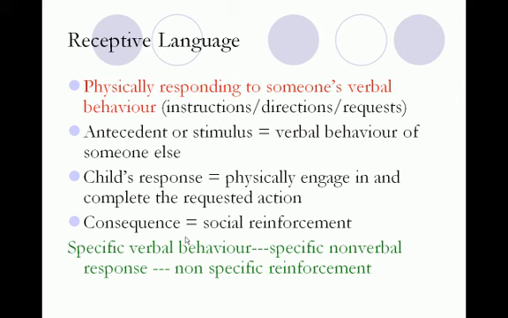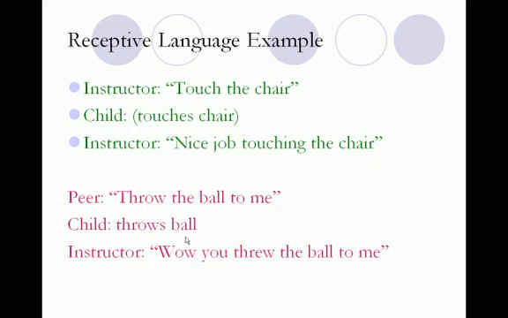Okay, so there's some form of specific verbal behavior, like touch your head. The specific nonverbal response is the child touches their head, and they get some form of non-specific reinforcement. That's right, good touching your head. Okay, when the instructor says touch the chair, child touches the chair. Nice job touching the chair. Okay, peer says throw the ball to me. Child throws the ball. The instructor says, wow, the peer should say, good, you threw the ball to me.